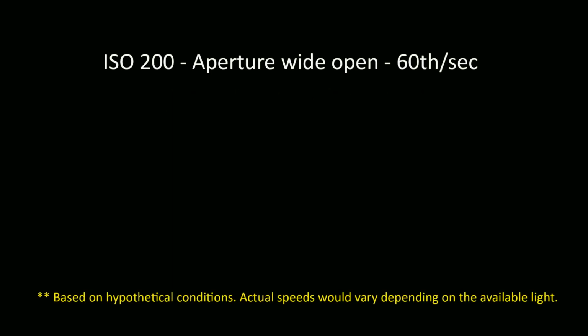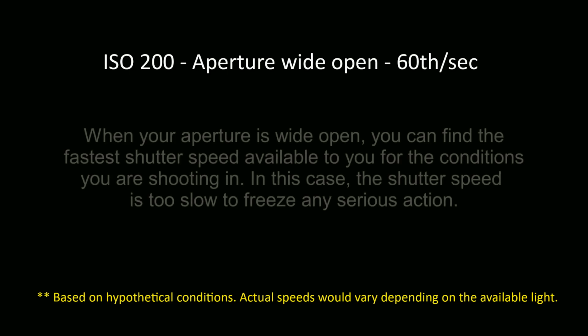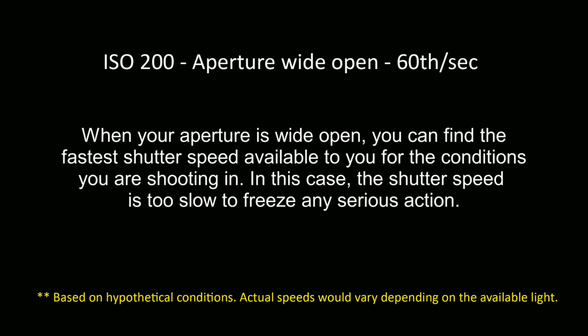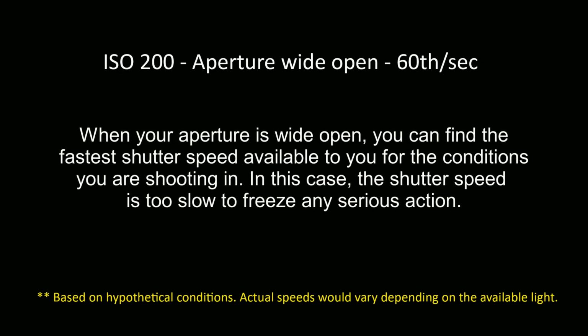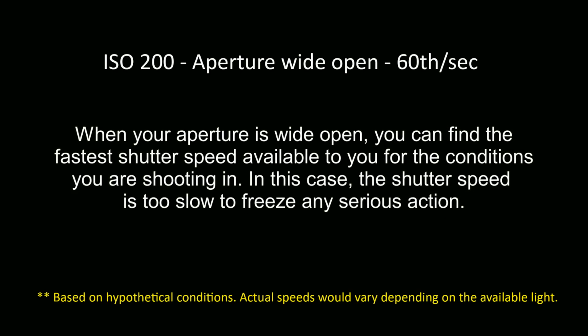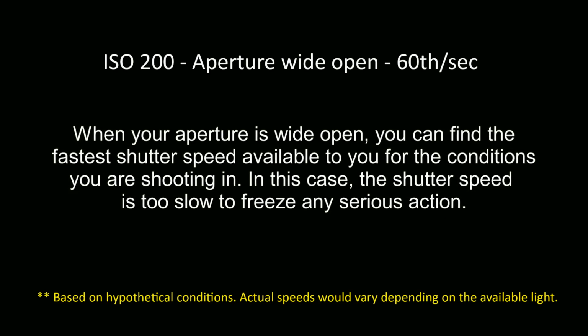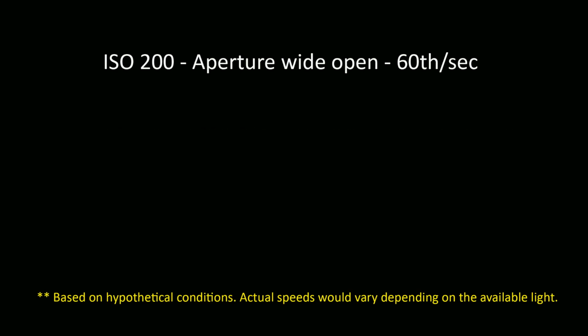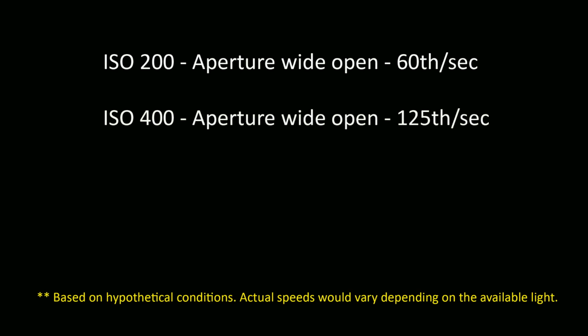Now, let's say I want to shoot a fast action photo on a cloudy day. I'm on 200 ISO, and if I open my aperture as wide as it can go, I can get a correct exposure at a 60th of a second. That's not nearly fast enough to freeze any kind of action. I can set my shutter speed faster, but the photo would be underexposed because I can't open my aperture any wider. This is where ISO comes in.